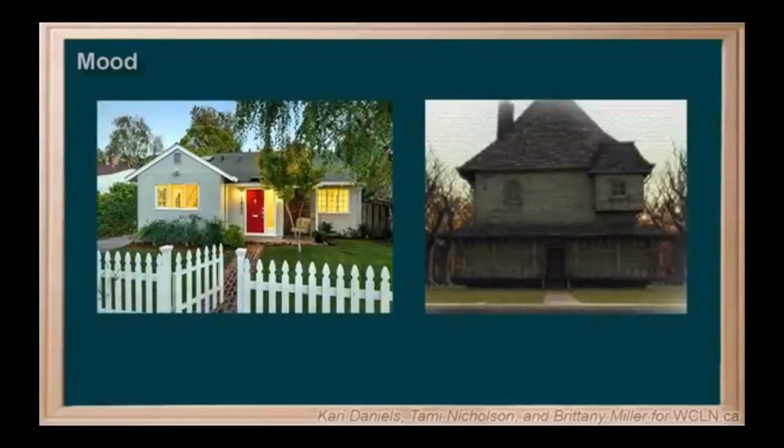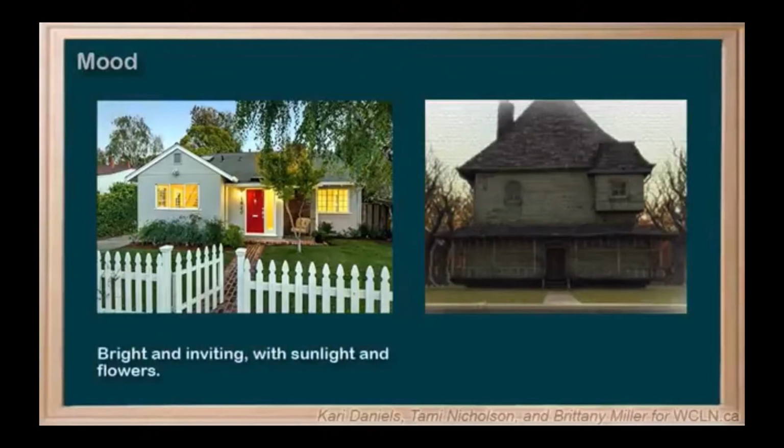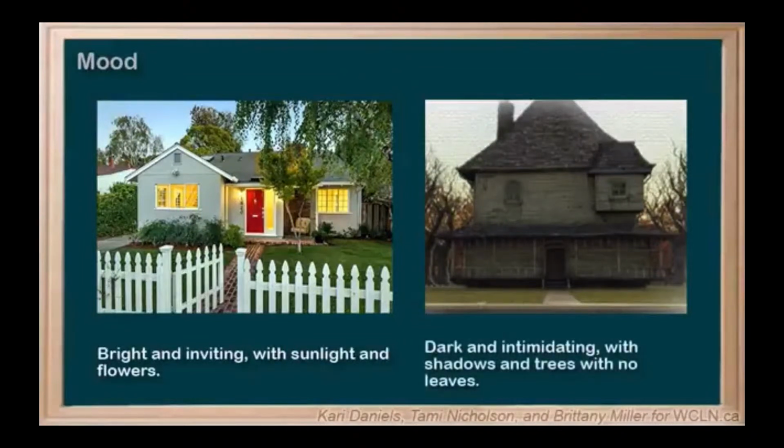Here are two settings that can be described similarly to start. They are both houses, they both have trees and shrubbery, they are both surrounded by a clean yard, but that's where the similarity ends. One setting is bright and inviting with sunlight and flowers. The other setting is dark and intimidating with shadows and trees with no leaves. We could say that the mood that the first house brings us is peace, so it is a peaceful mood. The second house brings us fear, so it is a fearful or threatening mood.